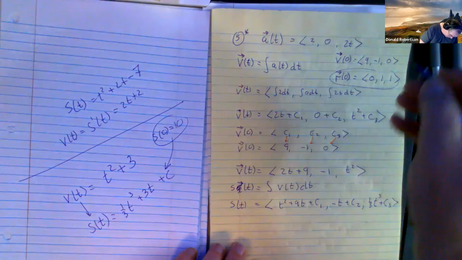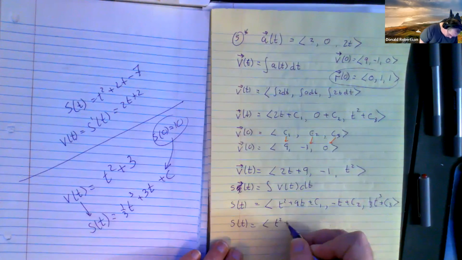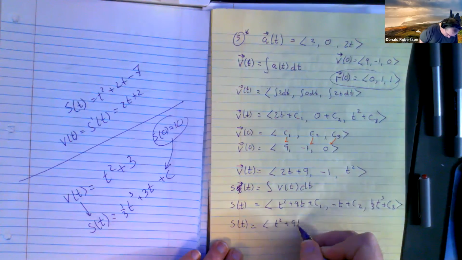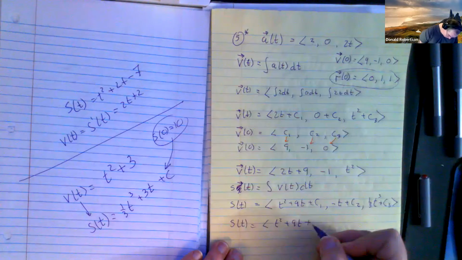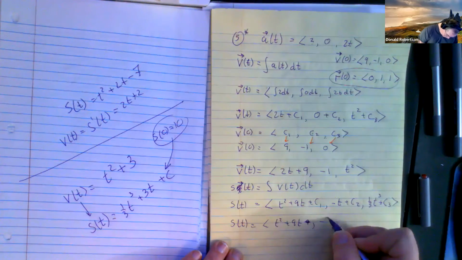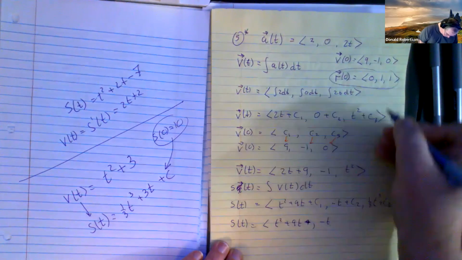So we have a t squared plus a 9t plus 0. Guess I don't write anything there. A -t plus a 1. And a 1/3 t cubed plus a 1.